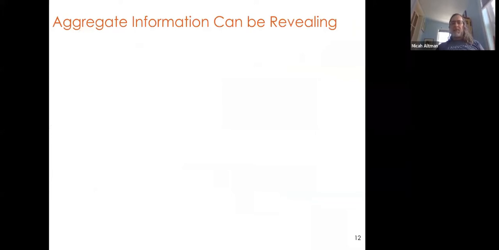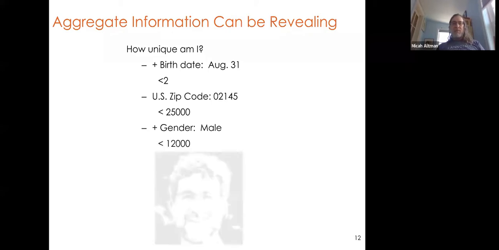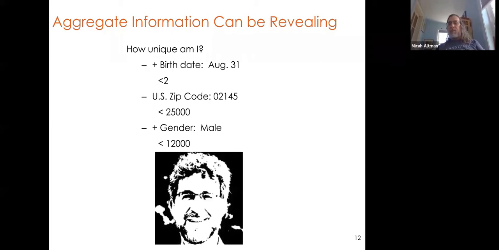One aspect of this that is becoming increasingly important is how aggregate information can reveal things about us. So if we think about how unique I am as an individual, if you know there's someone whose birthday is the 31st, whose zip code is 02145, whose gender is male, have you identified them? Well, pretty close. There may be two people there with those sets of attributes. So if those attributes are public, even though we have not used a name, we've accumulated enough aggregate information to learn something about them. For example, that they're in this data collection.